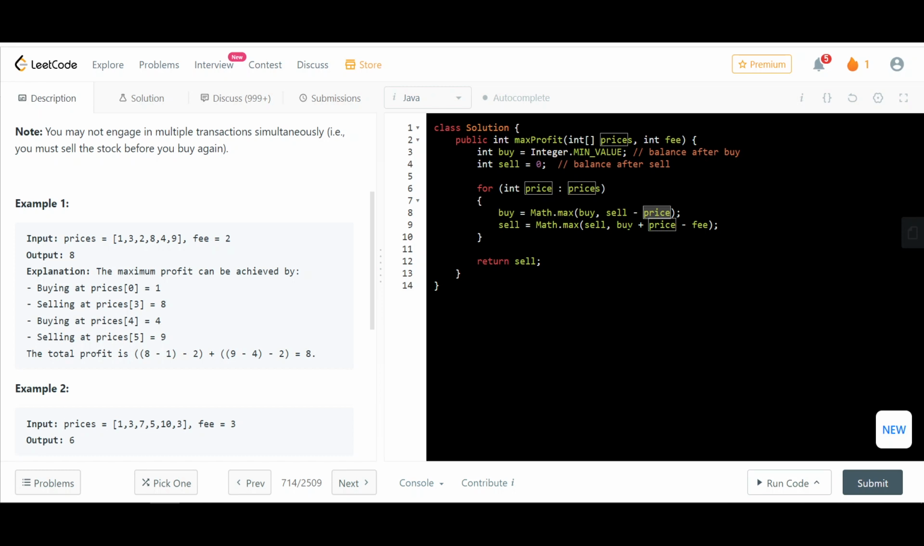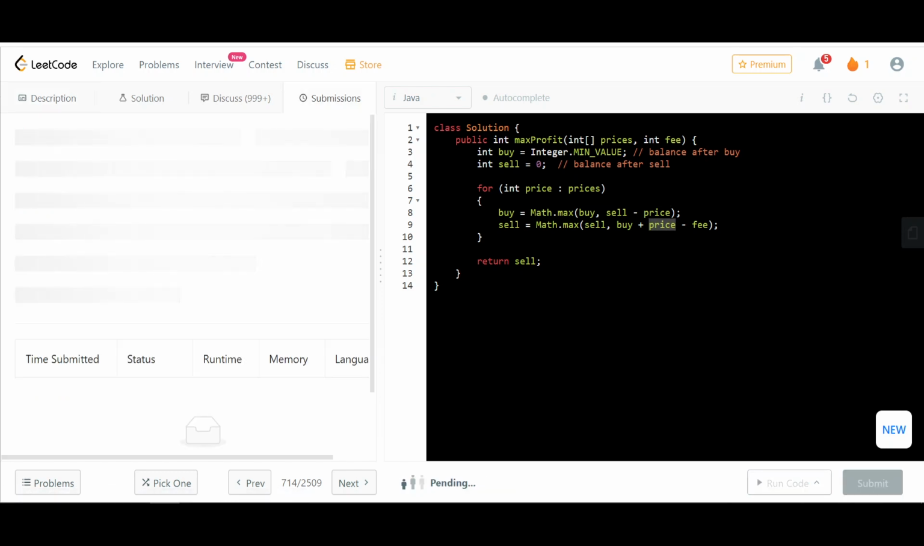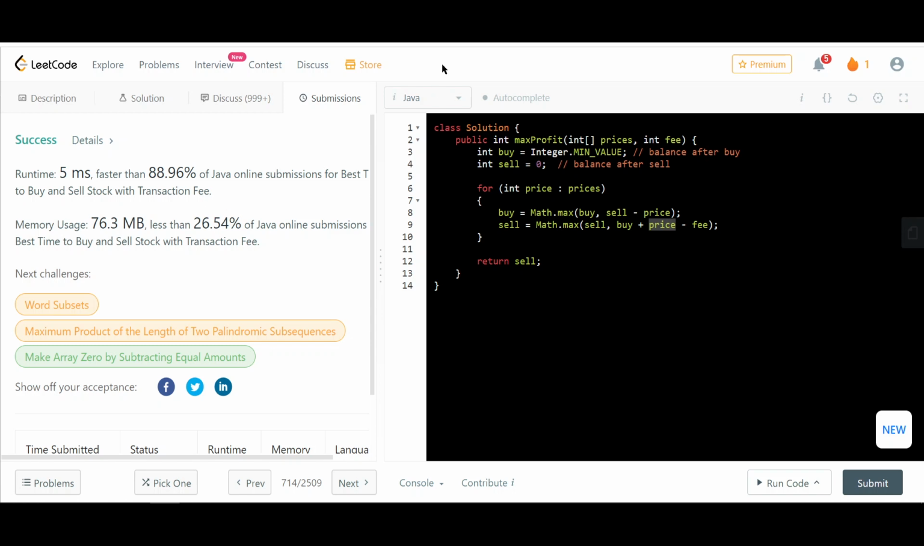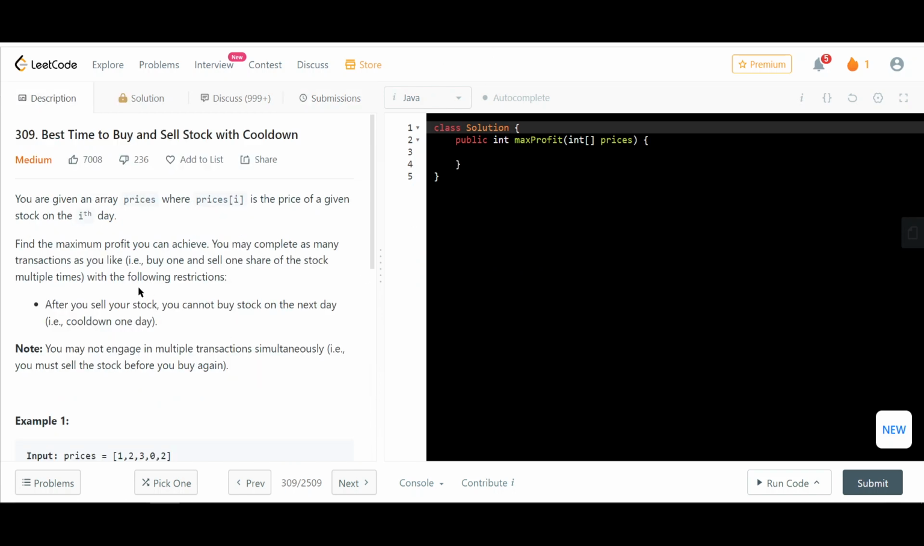If you're selling on that day, then whenever you last bought, whatever your balance was after that, plus you add the price, since we are selling, you get this extra price and you pay that fee. And finally, on the last day, whatever the balance of the sell is, that is what you return. And it works as well. All right, let's move on to the next problem: Best Time to Buy and Sell Stock with Cooldown.